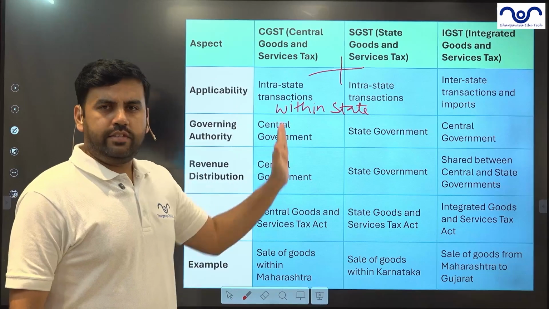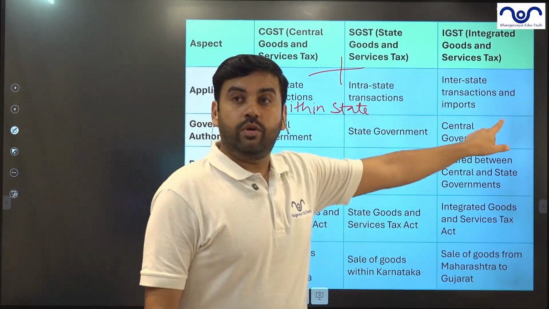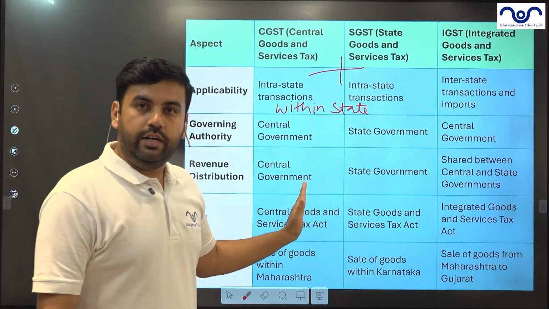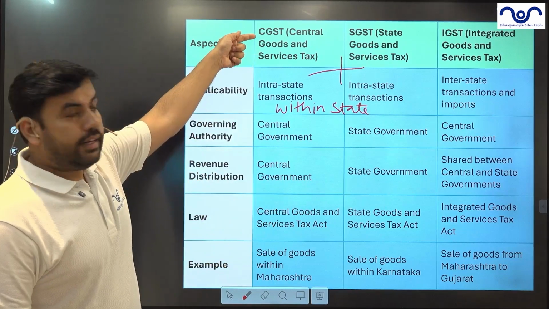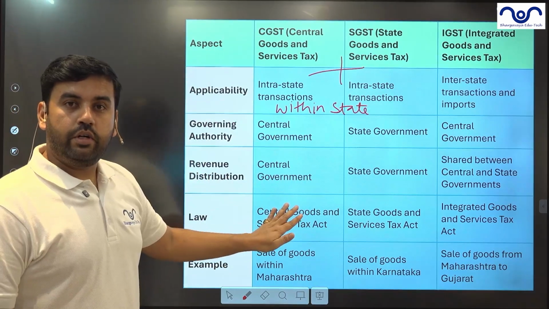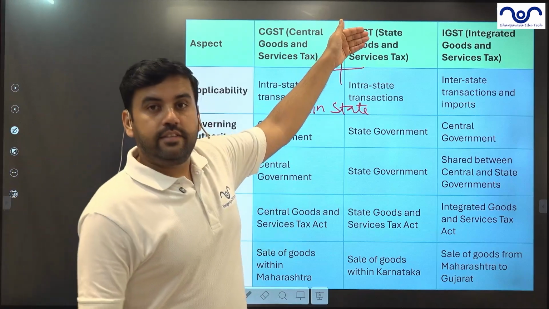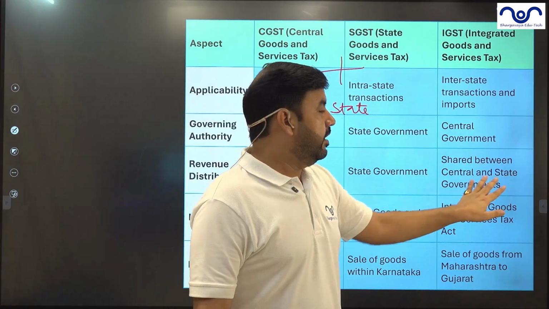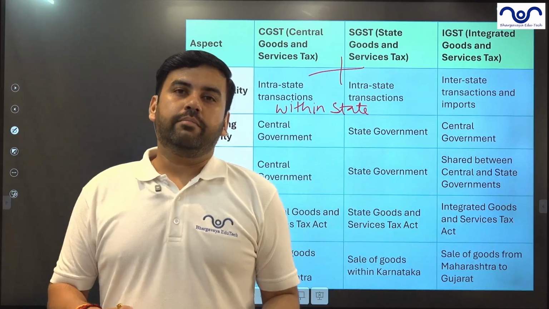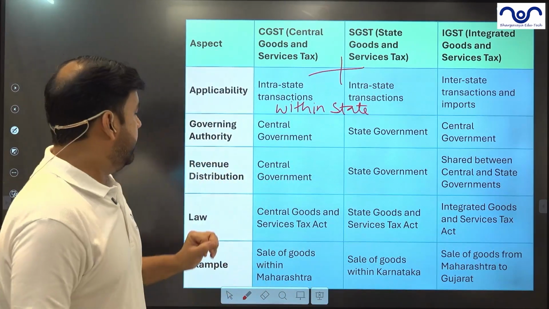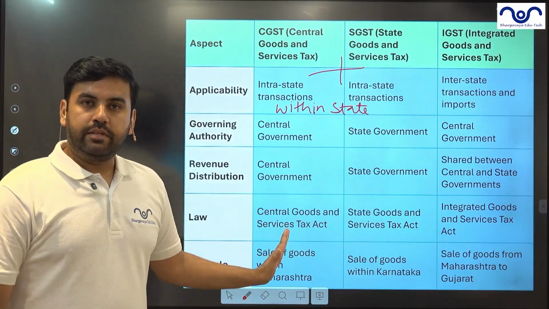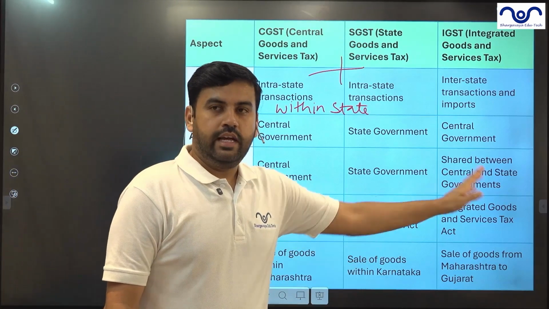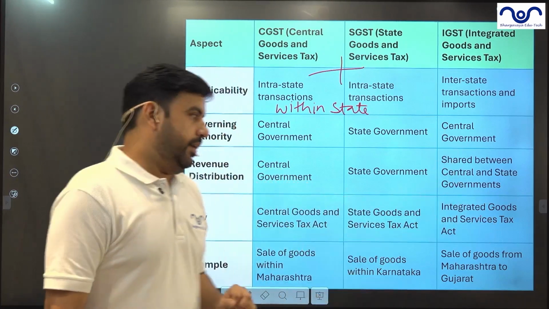Governing authority: obviously under center, obviously under state. This is also under center. Revenue distribution: the tax collected under CGST will go into the pocket of the center. Tax collected under the state will go into the pocket of the state. Now this will be shared between center and the state as per the law created by the parliament, which I discussed previously. It is as per the center GST law 2017, state GST law 2017, integrated GST law 2017.